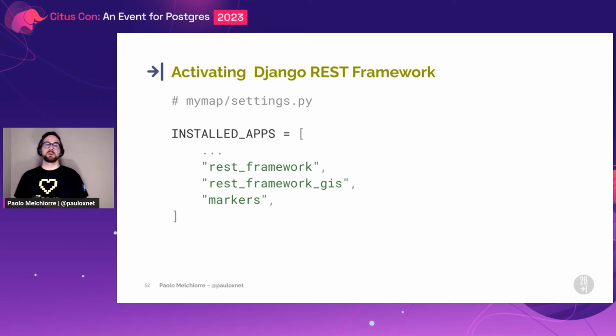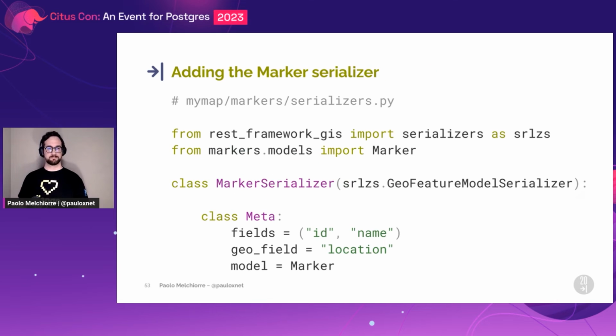The packages that we use directly in the code of our project are Django REST Framework and its geographic add-on, which we then insert in the list of the installed apps of our project settings as before. So let's create a serializer for our marker class. Inheriting from the REST Framework GIS serializer, we only have to define the optional fields to be shown as additional properties, the geographical field location, and the model Marker.